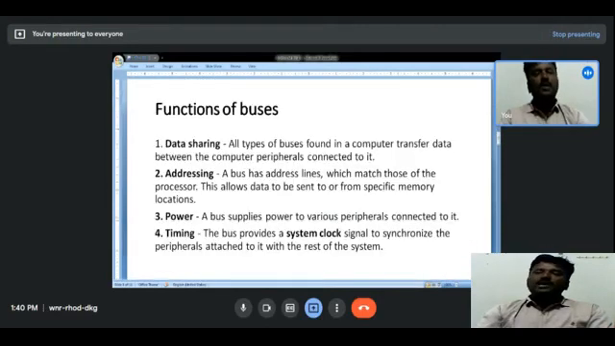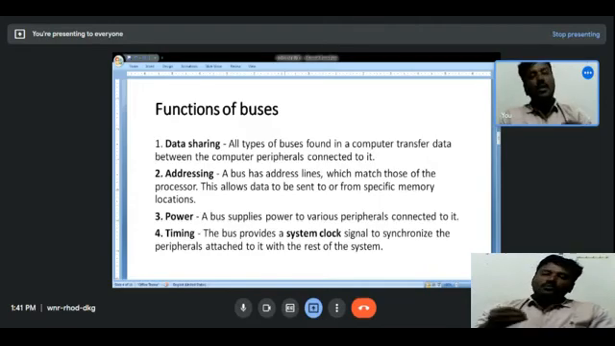So what are the functions of buses? Meanwhile, we should know the different functions of buses. Basically, we know that buses are used for data communication, that is, communication from one part of a system to another part of a system. This communication involves various types of data transfers, for example, data sharing. All types of buses found in the computer transfer data from one peripheral device to another peripheral device, or from a peripheral device to internal parts of certain components of a computer.